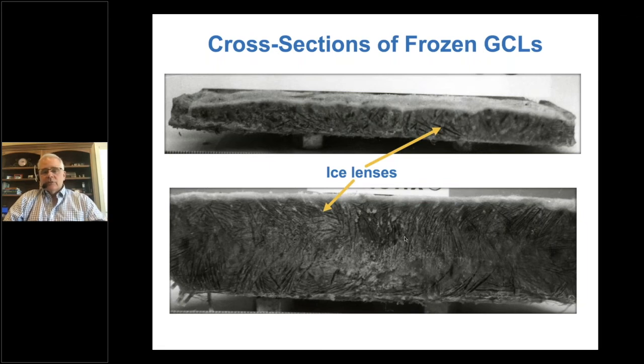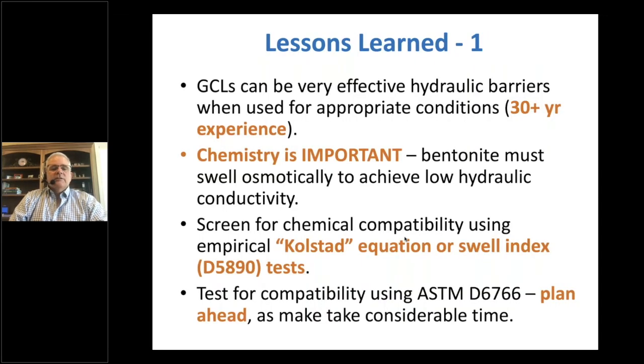So yes and no, wetting and drying is a problem. We need to put geomembranes over GCLs for them to remain effective in caps. Freezing and thawing, not so. In fact, we get a little bit of a beneficial effect from freezing and thawing due to that thaw consolidation phenomenon. So what are the lessons learned from today?